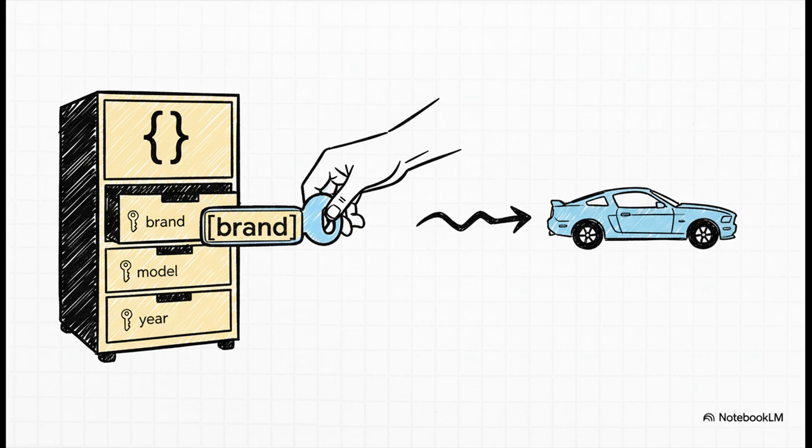So you've made one, but how do you get the data back out? It's just as simple. You just use the key's name inside square brackets. So if we want to know the brand, we just ask for the brand key, and Python gives us back Ford. It's an incredibly fast way to find exactly what you're looking for.